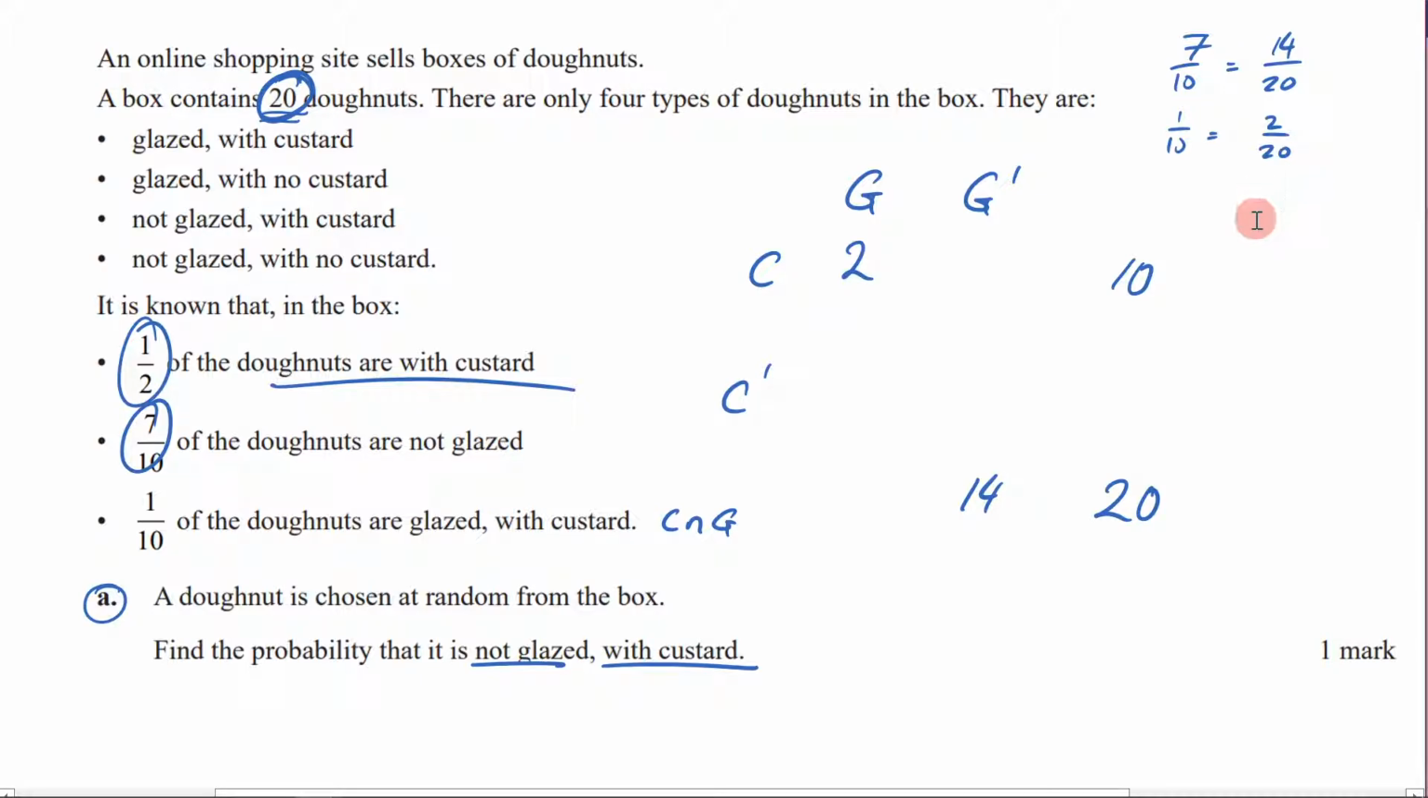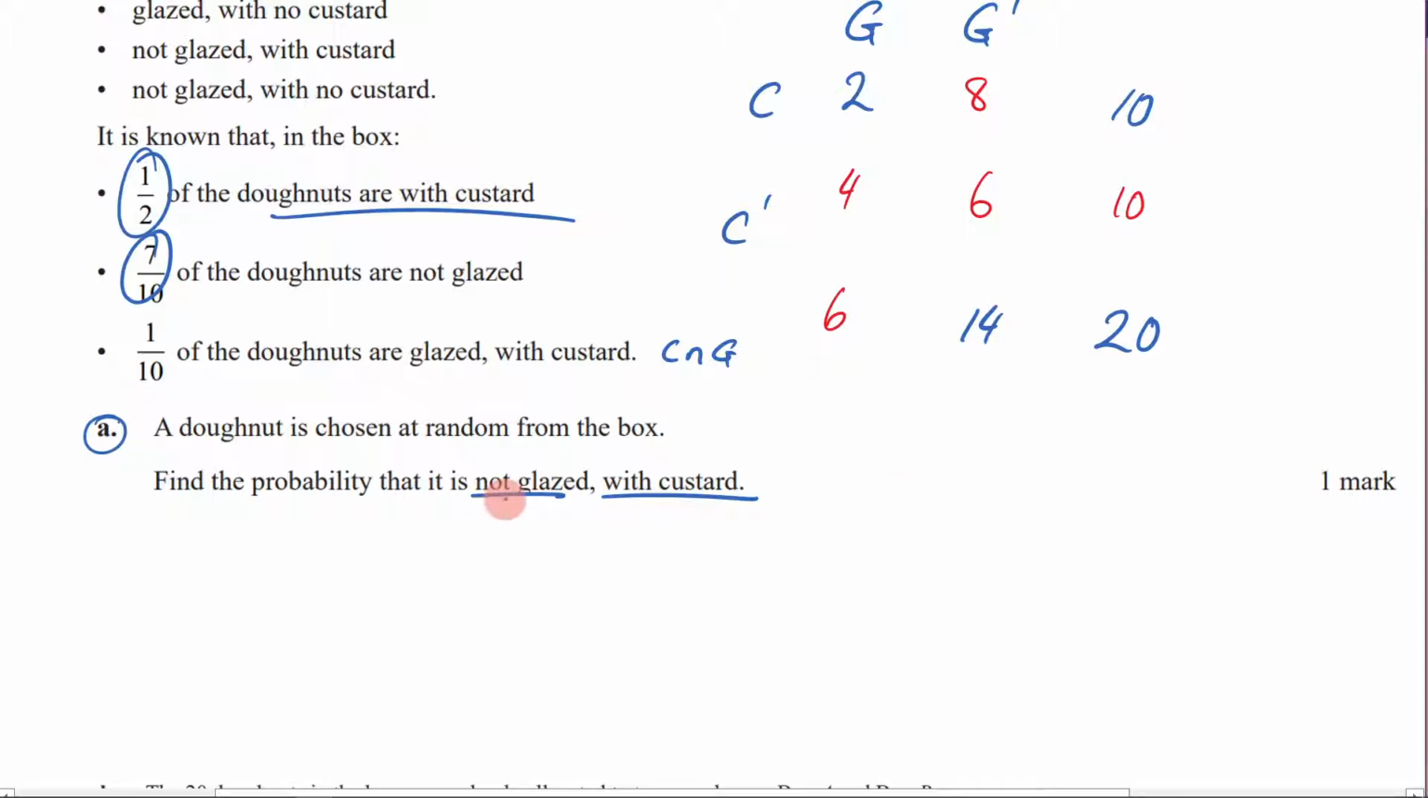Okay, once we've done that, the next thing we want to do is fill in the unknowns, and we can do this pretty quickly. This will be 8. This will be 6. This will be 10. This will be 4. This will be 6.